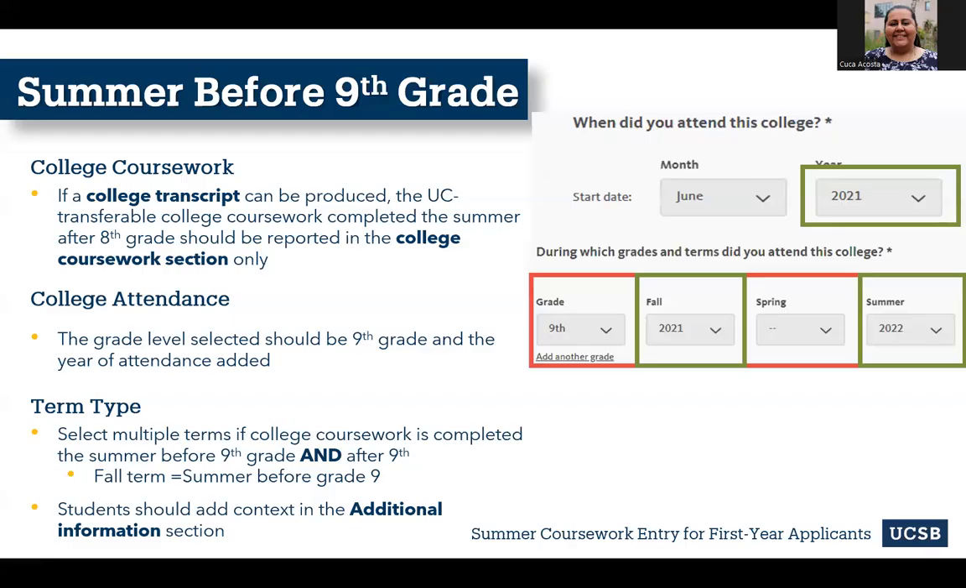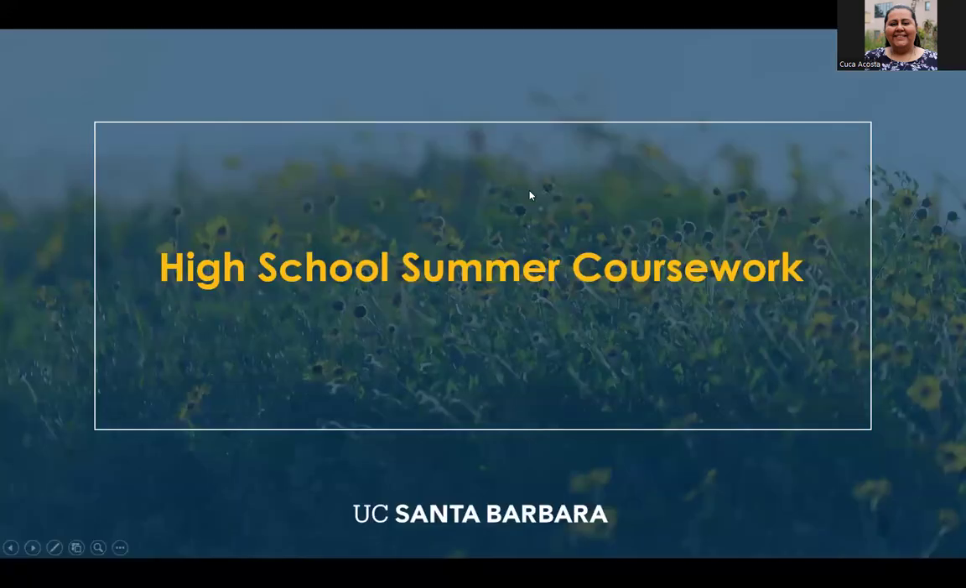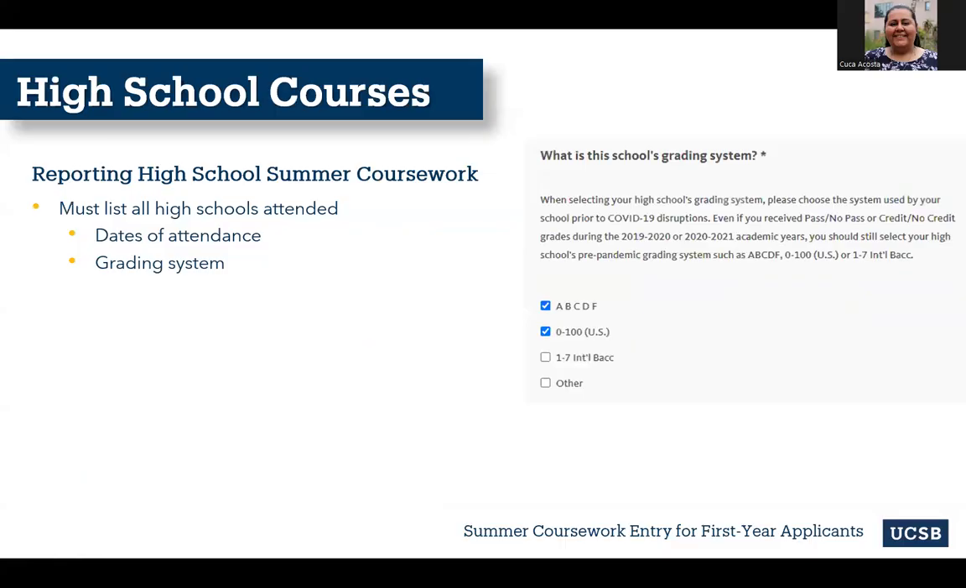Now, it is going to be really crucial for students to also provide us, the application reader, with additional context, and they should input what happened exactly for that fall term 2021, in which they took summer coursework before 9th grade. And they'll be able to add that context in the additional information section of the academic history section of the UC application. All right, so moving right along, let's talk about high school summer coursework.